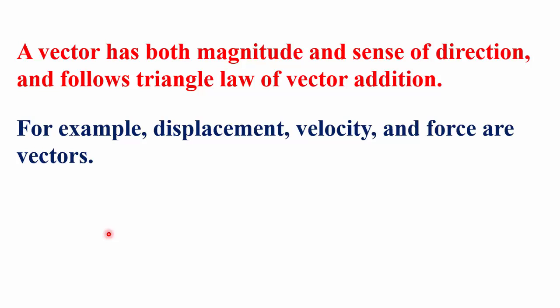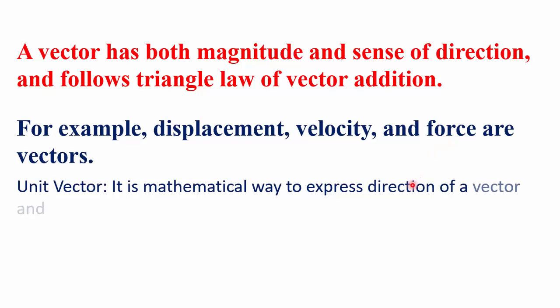For example, displacement, velocity, force, they are vectors because they follow triangle law of vector addition. These examples follow the triangle law of addition as well as they have magnitude and also sense of direction. For example, current is not considered a vector, but it has a magnitude as well as direction, because it does not follow triangle law of vector addition.